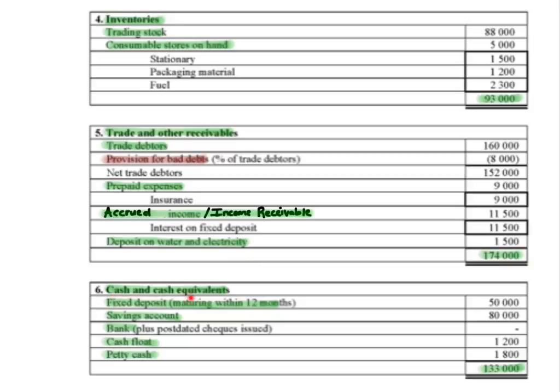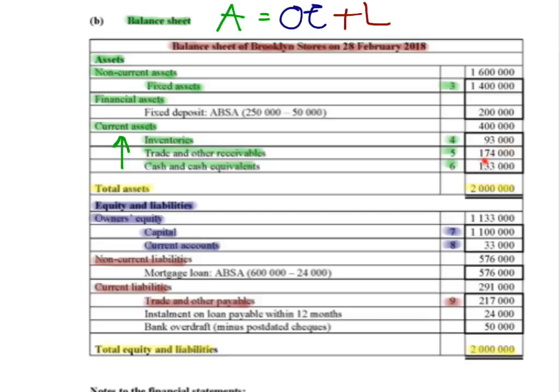Then note number 6, cash and cash equivalents. Anything that's cash in the business or that will be cash within the next year. So bank is my main one. Savings account, cash flow, and petty cash are normal ones. And then I can also add fixed deposit, but only if my fixed deposit matures within 12 months. I will also place it as a cash and cash equivalent. Again, I add it up, and then the adding up will go back to my balance sheet as my total amounts for current assets. My current assets plus my non-current assets gives me my total assets for the year.